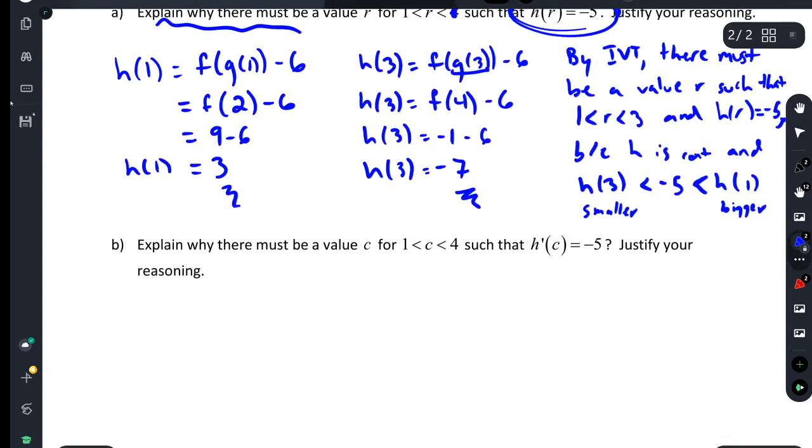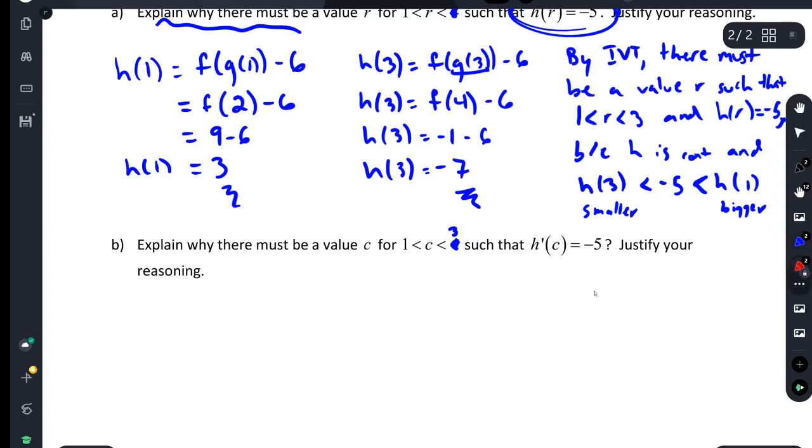All right. This is the last question. Explain why there must be a value c. Again, I messed this up in 2007. It was from 1 to 3. Explain why there must be a value c for 1 less than c less than 3, such that h prime of c is negative 5.